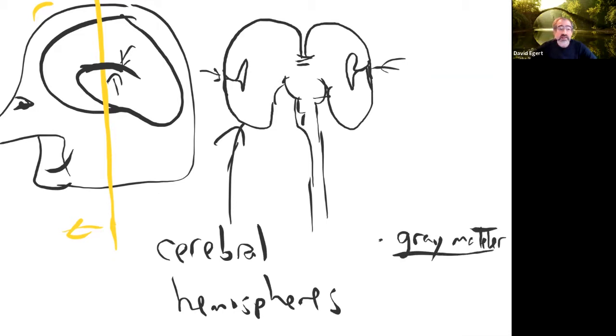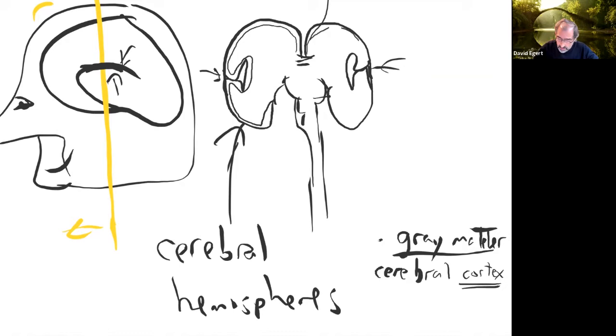The gray matter is found in two main places. It's found in what's called the cerebral cortex. Cortex means bark. So it's a thin layer that's right on the surface. So that is the cerebral cortex. It's the gray matter, the neurons that are right on the surface.